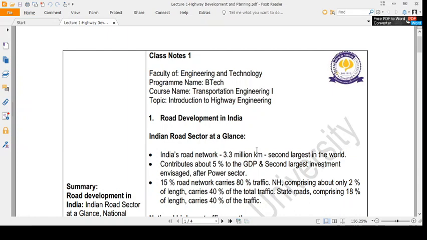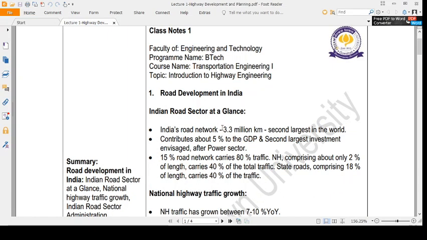In this particular class we'll discuss the different road development sectors in India, planning sectors and other things. Transportation is very important, and the role of transportation in our day-to-day life is huge. Transportation contributes to the economic, industrial, social and cultural development of any country.